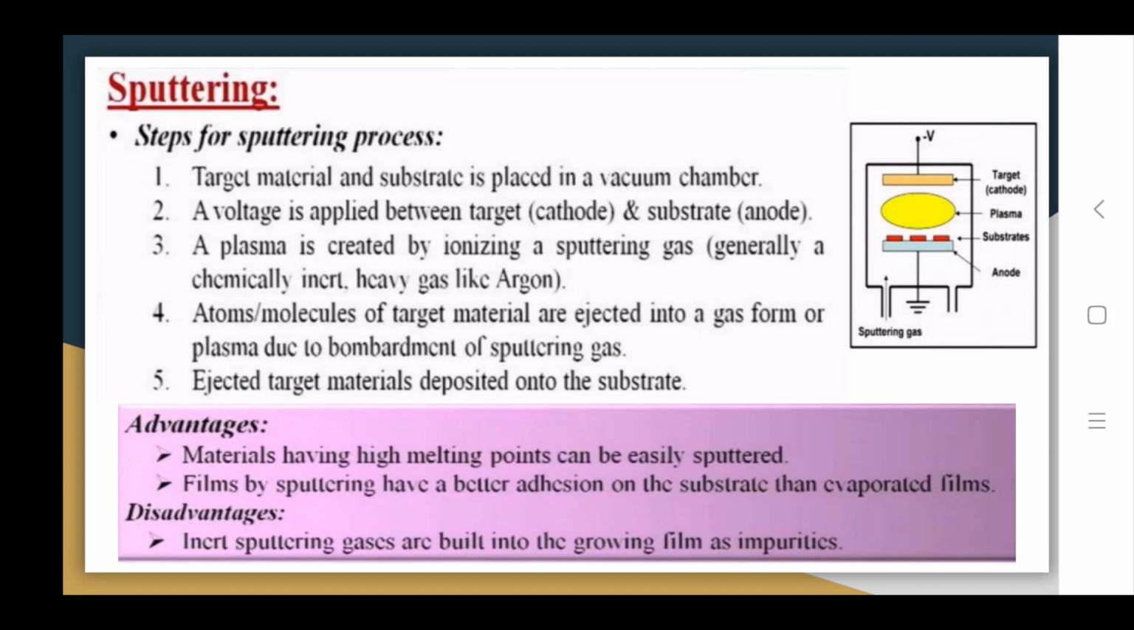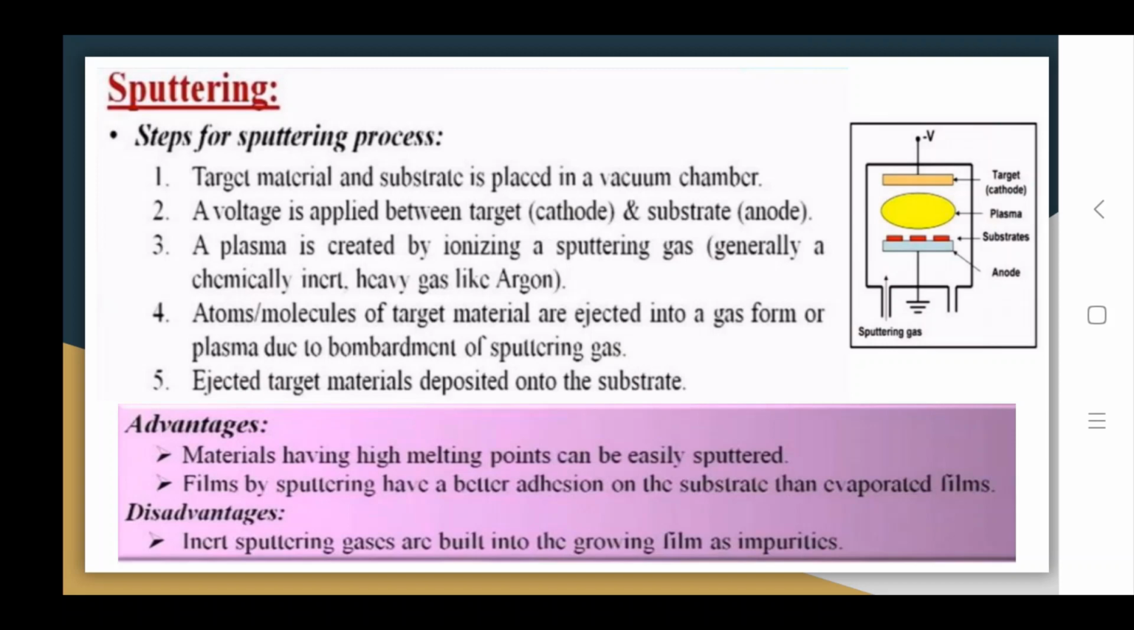So simply we are putting a certain potential difference between the anode and cathode. Then we are injecting plasma over there, which comes from argon gas, and that plasma directly hits your target material, or the source material. Due to that, atoms or molecules come from the source material and are deposited onto the substrate material. So that is why it is called the sputtering technique.